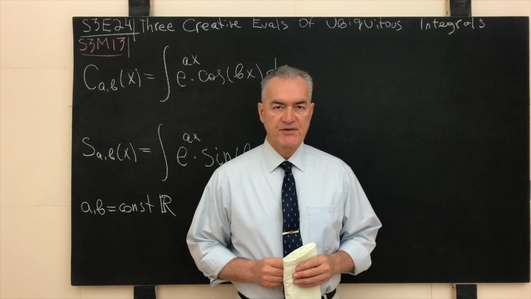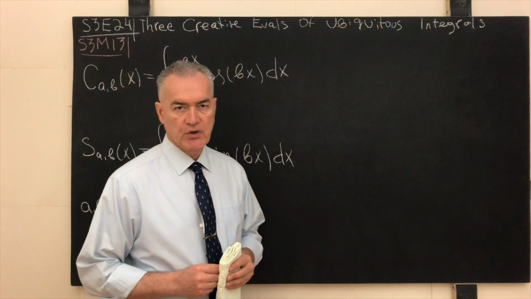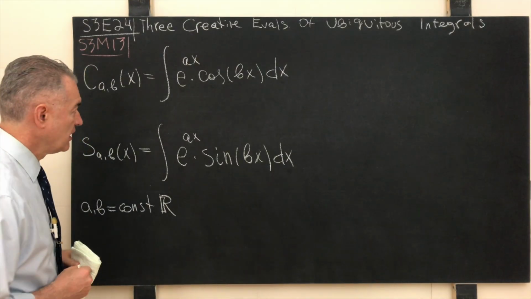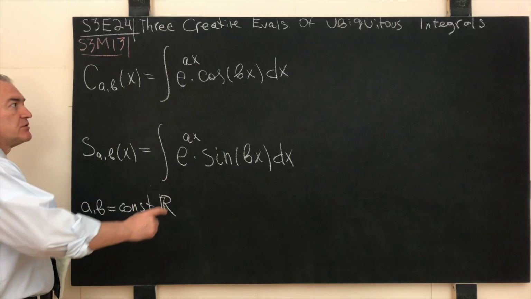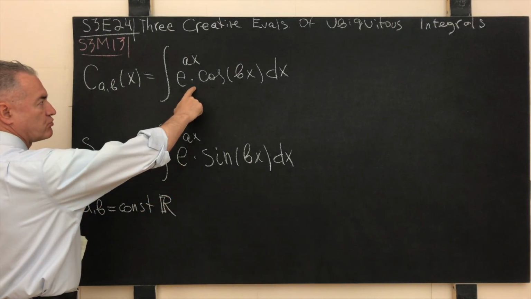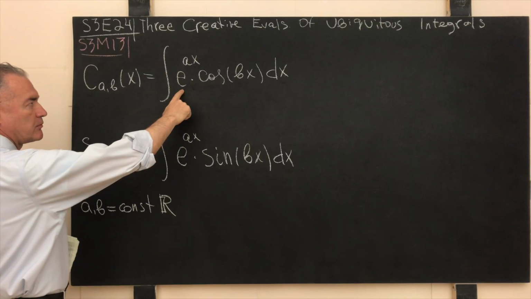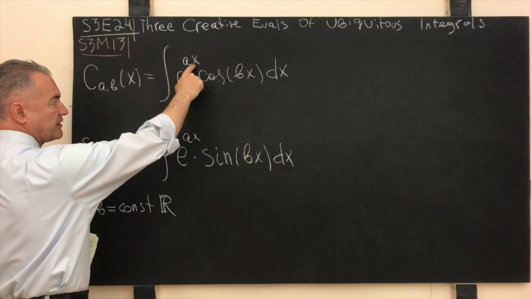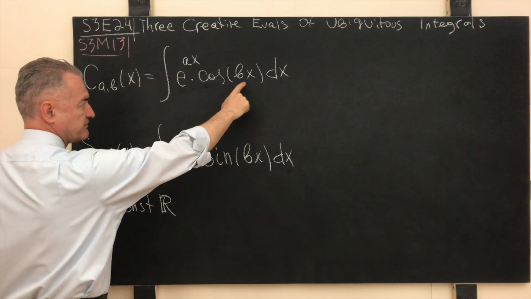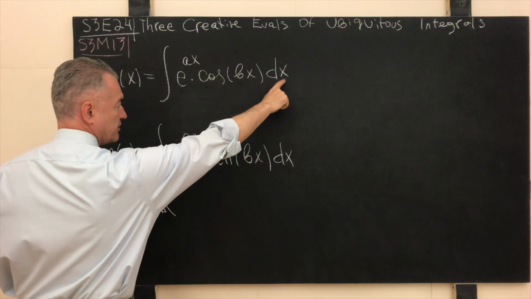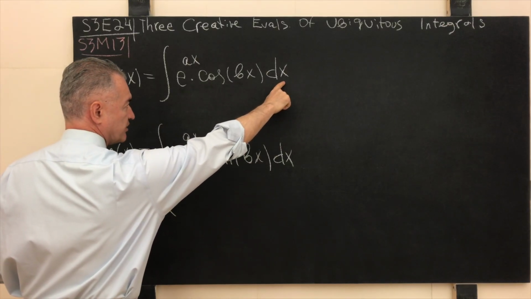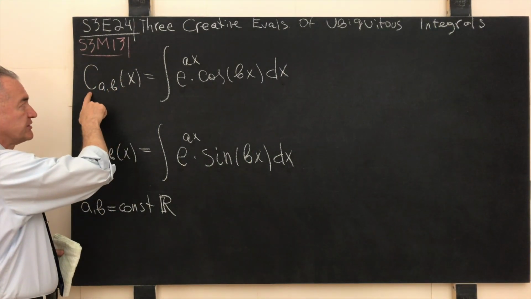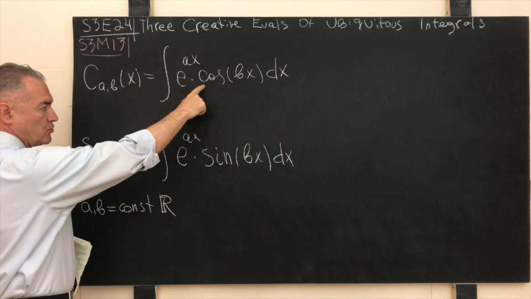In the mathematical problem S3E24, we're asked to evaluate the following two ubiquitous integrals in at least 3 distinct creative ways. First, we're asked to evaluate the integral whose integrand is represented as a product between Euler's number e, the base of the natural logarithm, raised to the power ax, and the trigonometric function cosine evaluated at the argument b times x. The integration is carried out over the independent variable named x. We will refer to this integral with the uppercase letter C for cosine.